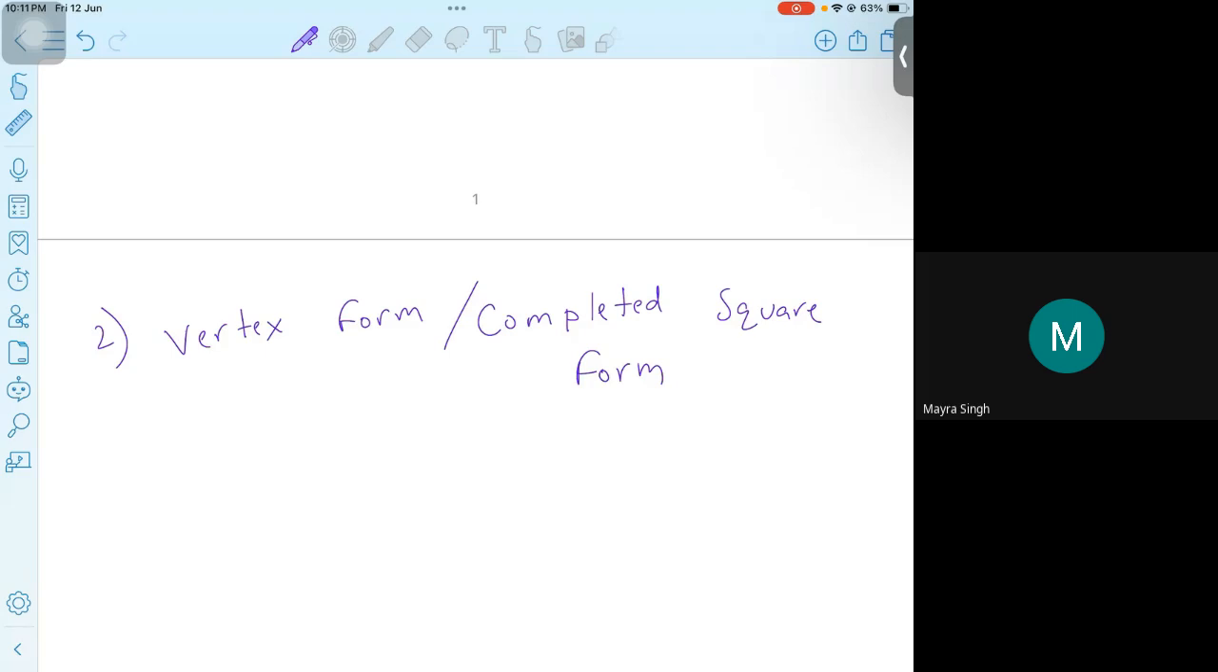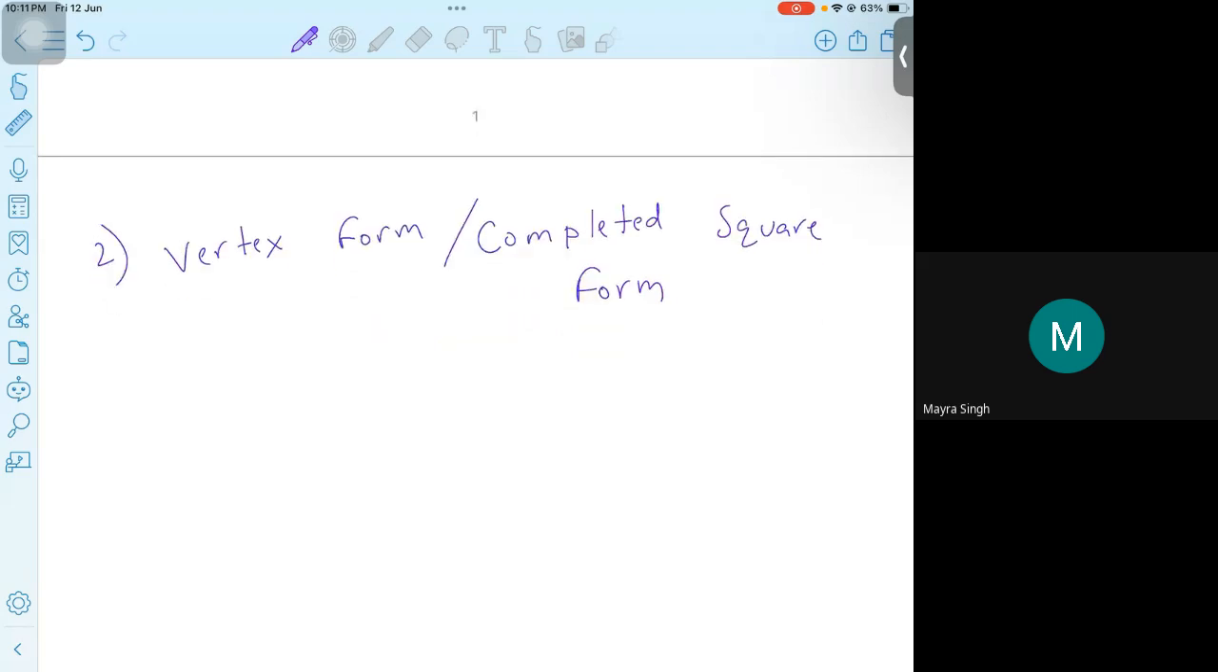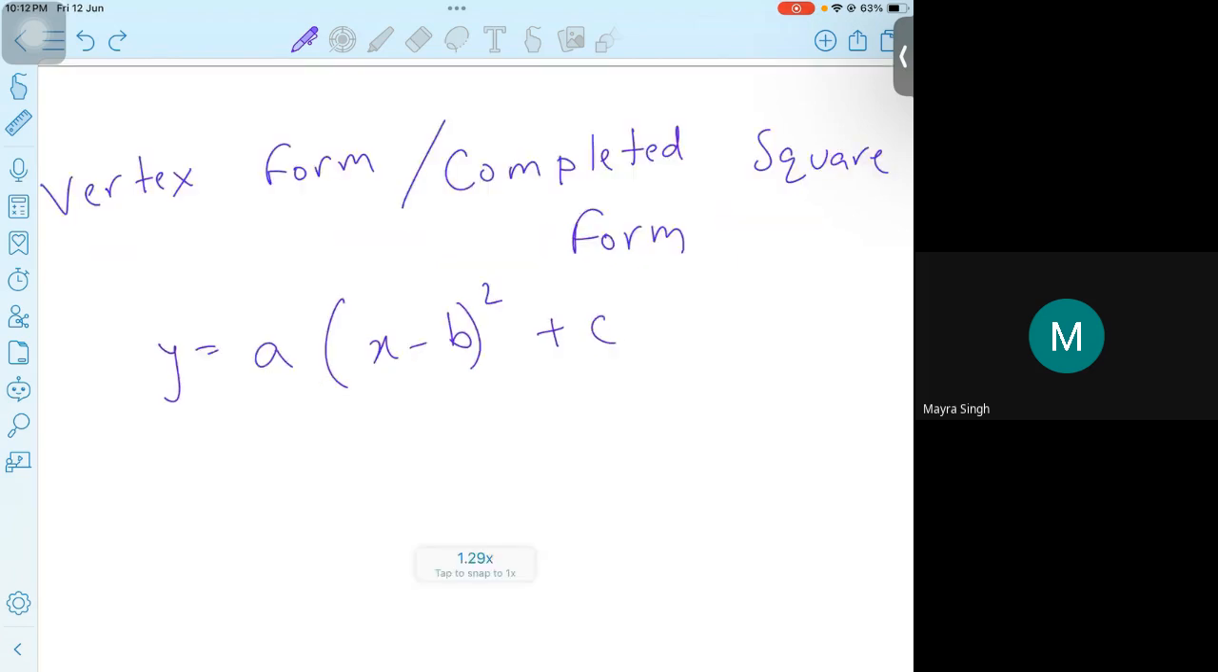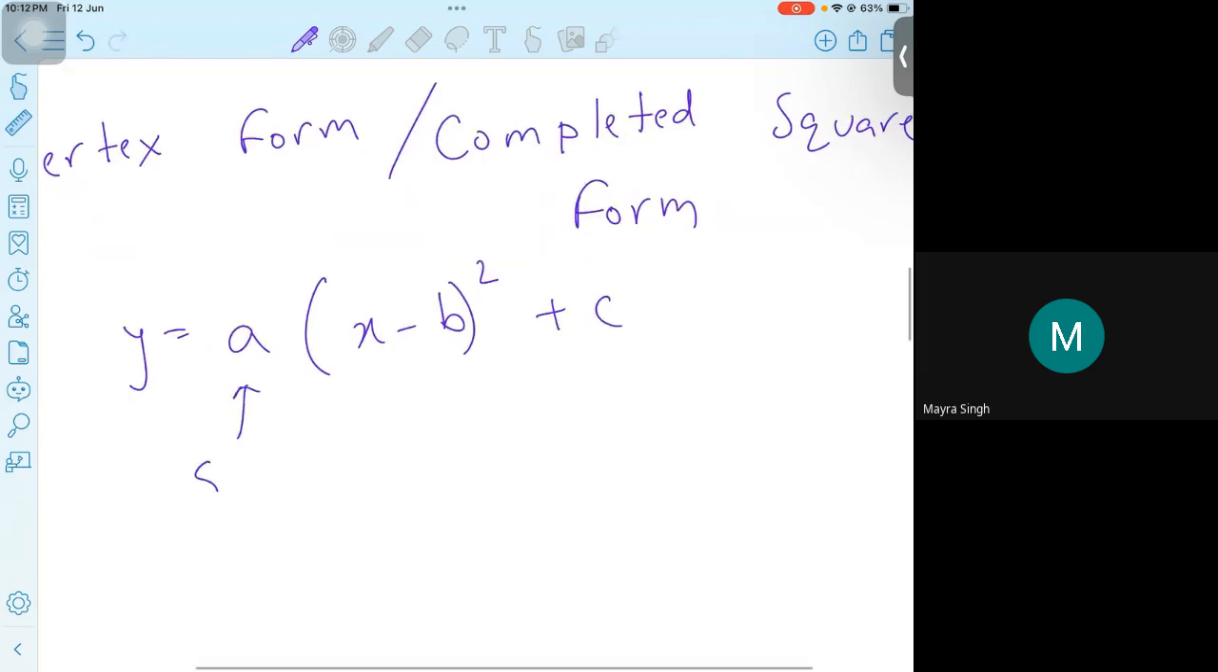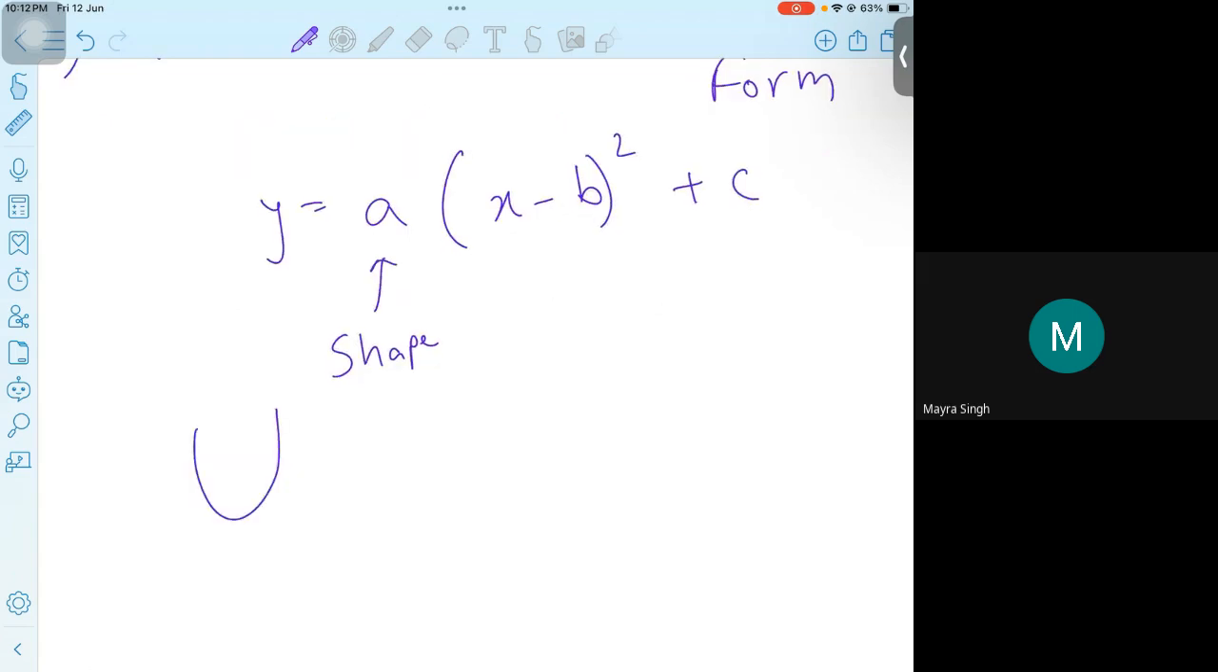The completed square form gives us a curve or equation in the form of y equals a (x minus b) whole square plus c. Be very careful that this b is a negative value and not a plus. Okay. Again, this tells me a couple of things even before we start working with the equation. So this a, once again, gives us the shape where if our a is positive, then this is the shape, and if our a is negative, then this is the shape.